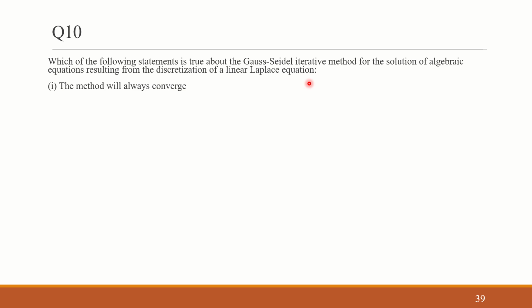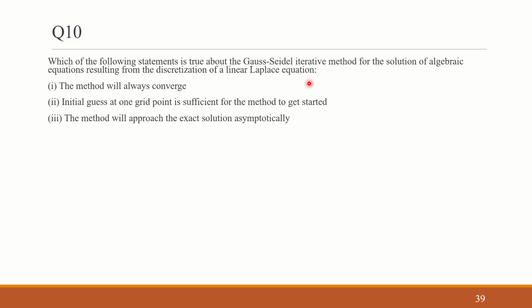So, Gauss-Seidel iterative method for the solution of algebraic equations resulting from the discretization of linear Laplace equation. First one, the method will always converge. Second one, initial guess at one grid point is sufficient for the method to get started. Option 3, the method will approach the exact solution asymptotically. The first one: if the conditions are proper, the method will converge, so the first statement is true. Second statement: in the Gauss-Seidel method, if you remember from your numerical methods class, we need an initial guess for all the grid points. So the second statement is false.